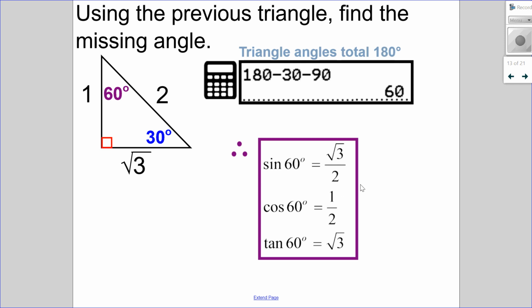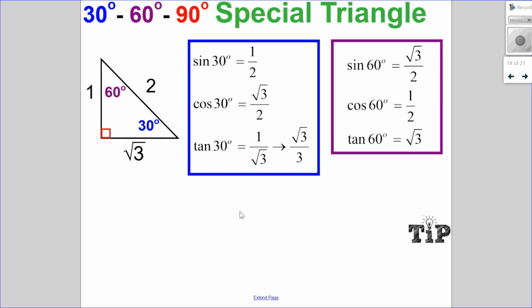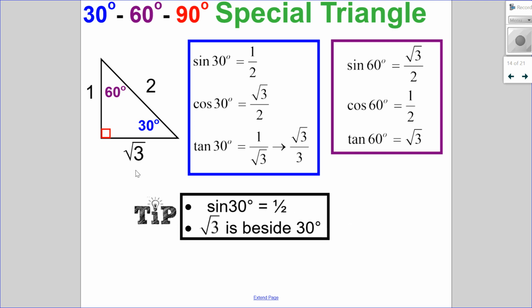So in the 30, 60, 90 triangle, I know 6 different ratios. And let's summarize those. Now, how are we going to remember that? Well, the tip that I would use is either remembering what we started with, sine of 30 is a half, or just remembering that root 3 is beside 30 degrees. This might be an easier one to remember: root 3 is right by 30, and then the other two sides are a half because sine of 30 is 1 over 2.